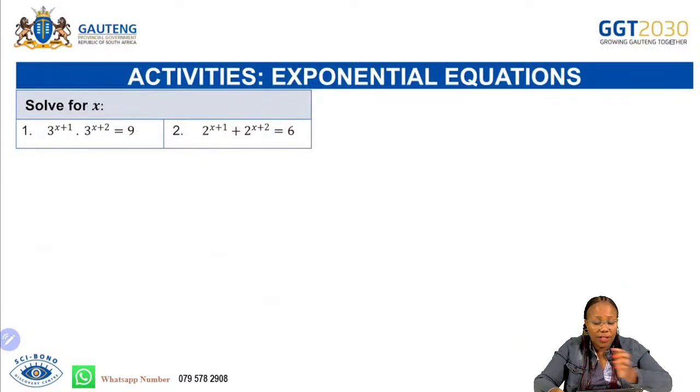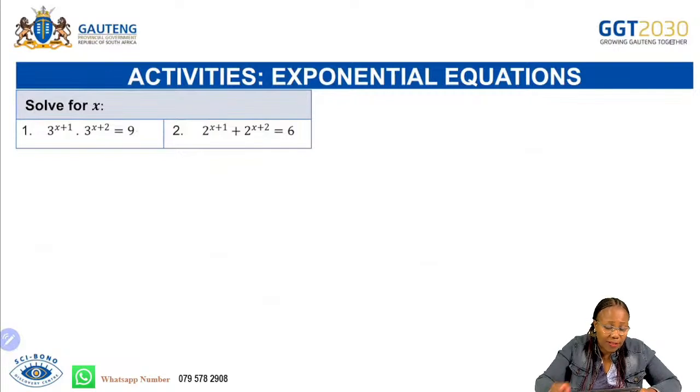Okay, grade 12, let's check now on your two activities. The first one is the multiplication type. Therefore, what must you do on the left-hand side? Grade 12, same base, we add exponents: x plus 1 plus x plus 2.